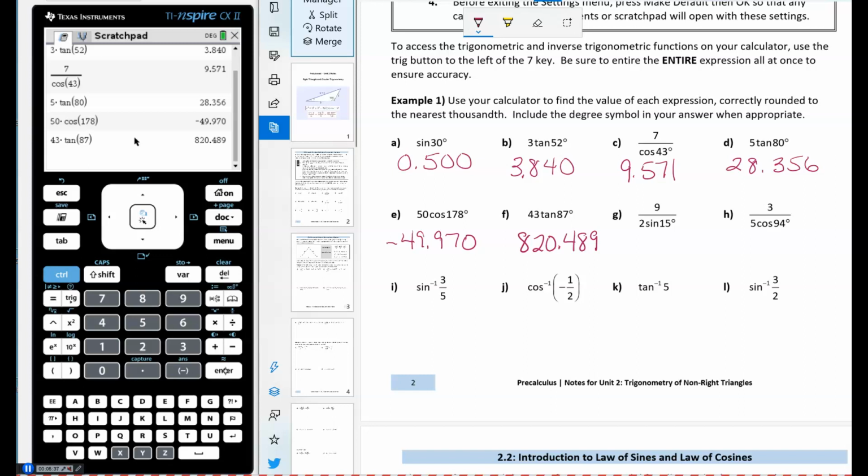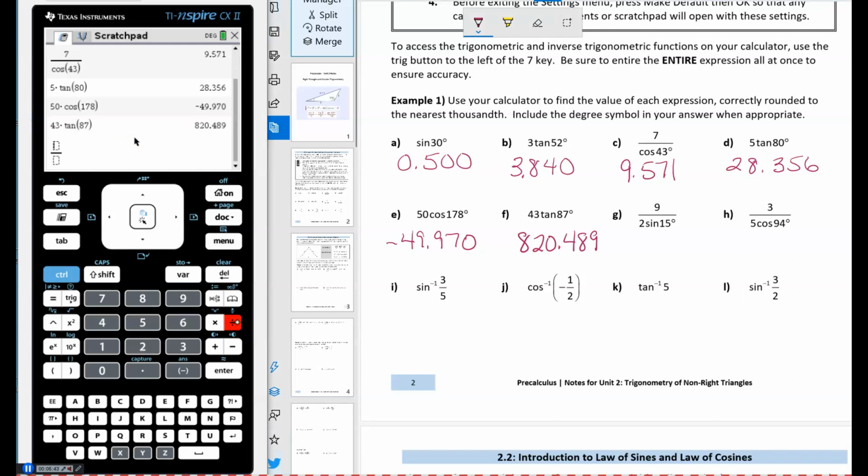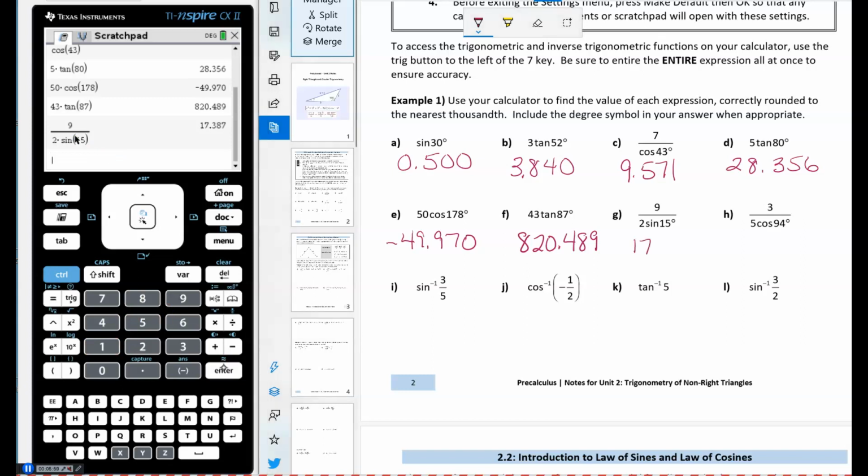All right, in G, we have to make a fraction, so control and divide produces that fraction. 9 on the top, use your arrow button to cursor down to get to the denominator, and then type 2 times the sine of 15 and press enter. We want to make sure that you're able to do some complex calculations by typing in the entire expression, and that's what this is all about.